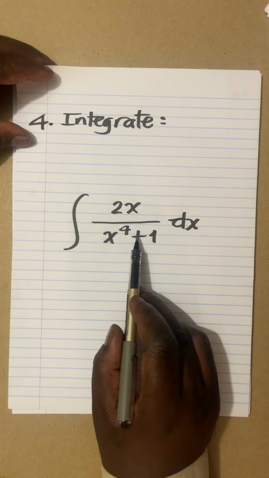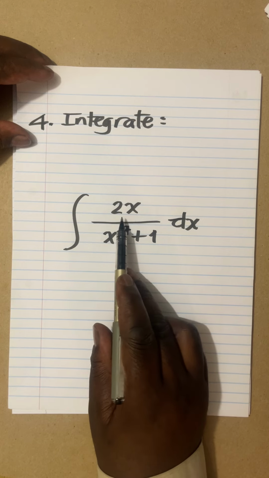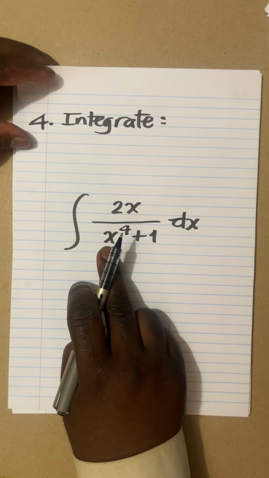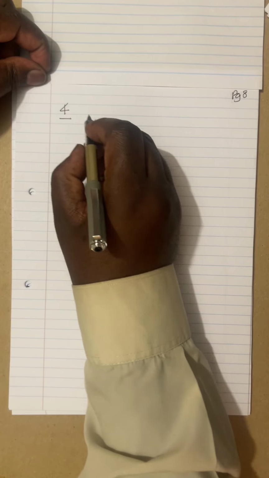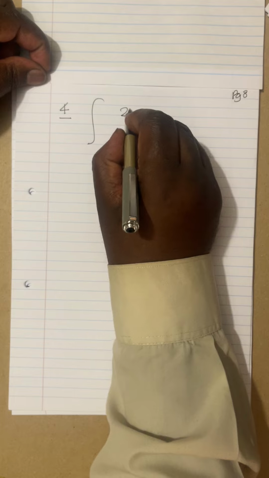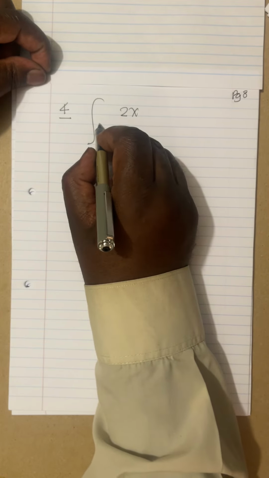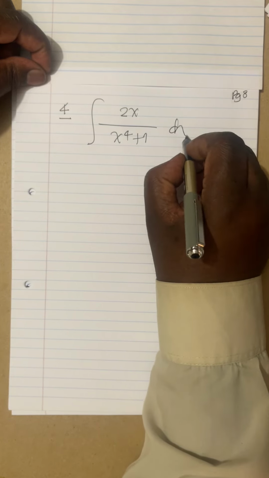If you differentiate that, you'll see that it actually gives you 4x cubed, and we have 2x in the numerator. So we have to do something on this one here. This is how we approach it. This is a very unusual integral, like I said. In fact, all the integrals we've looked at so far are not very straightforward. This is 2x over x power 4 plus 1 dx.